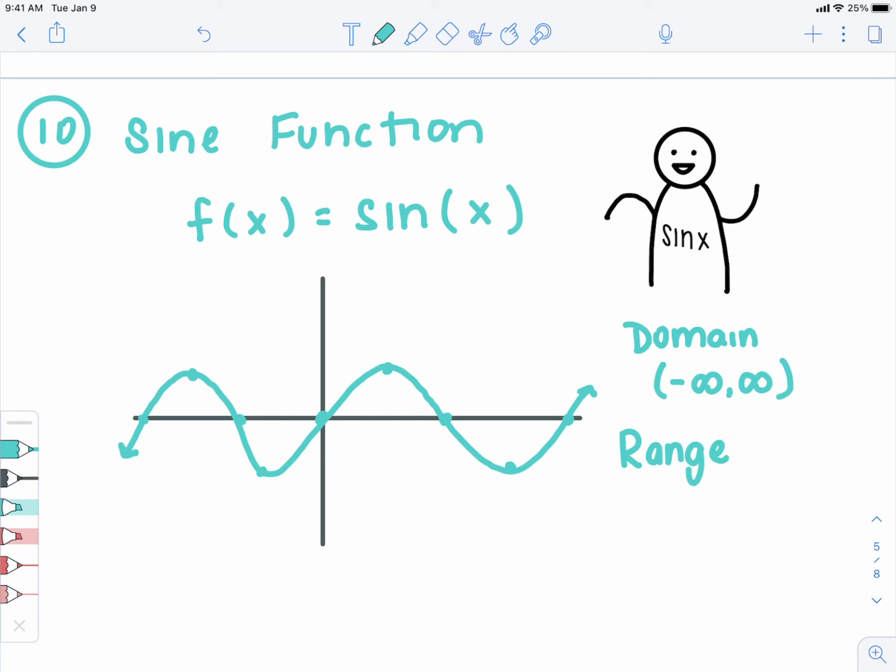My range here, what was the highest I ever went? 1. What was the lowest I ever went? Negative 1. So my range is just negative 1 to 1. Very simple. Not too bad, right?